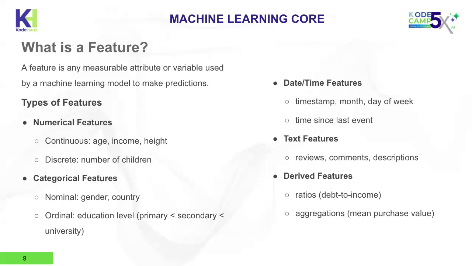Then ordinal are categorical features where there is some kind of order. That's why it's called ordinal, or sequence, right, between them. So, for example, educational level, you can say primary, secondary, university. So, inherently, there is an order or a sequence to them.